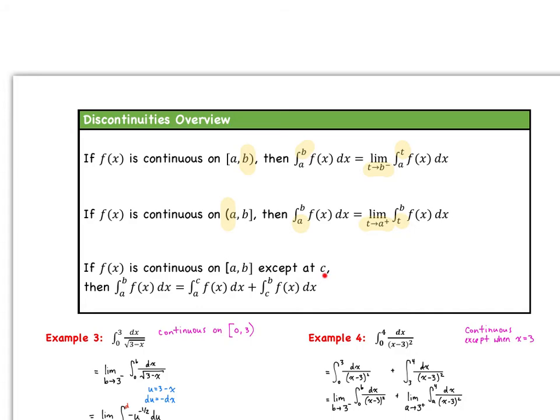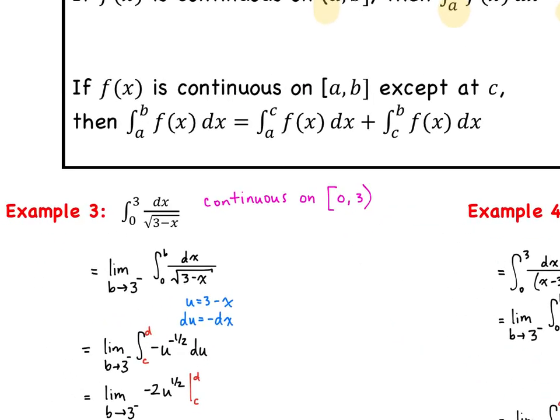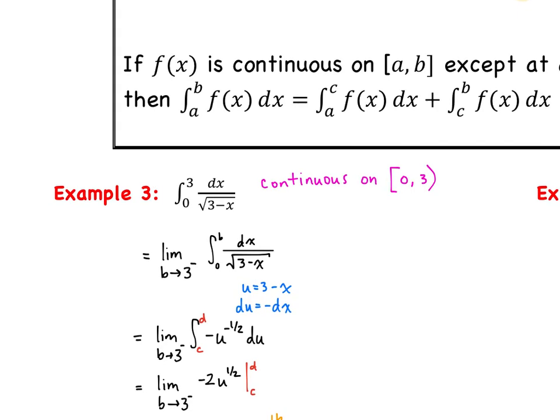within that interval? We're going to break this integral up from a to b, and rewrite it as the integral from a to c of f of x plus the integral from c to b, and then we're going to rewrite each of those accordingly. So let's look at our first example here, and we'll go from there.